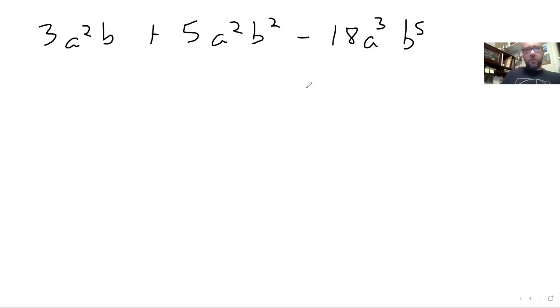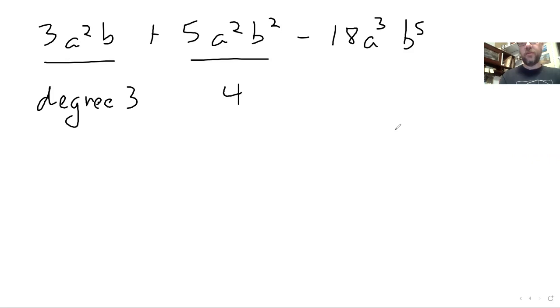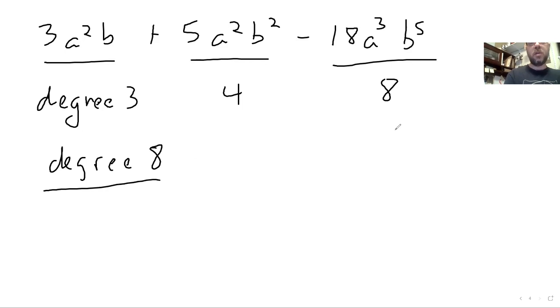So here, when your polynomial has more than one variable in it, the degree is the sum of the exponents. So the degree of this first term here is 3. That's not the degree of the polynomial, just the degree of one term. So the degree here is 4, and then the degree here is 8. So that means that the polynomial is degree 8, because the biggest term has a degree of 8.